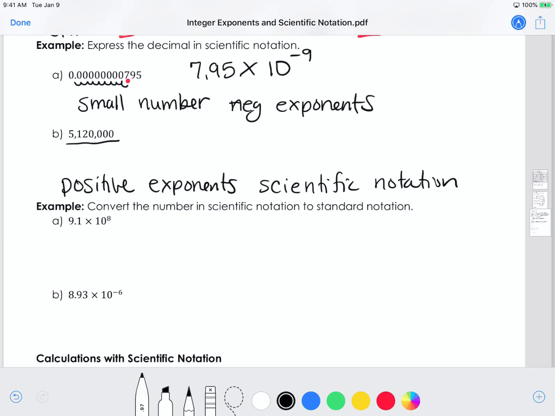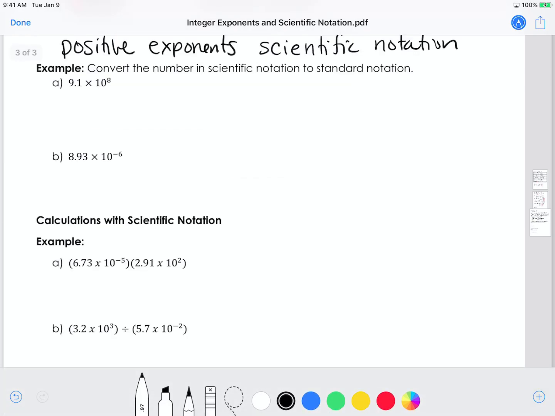So in example B, I want to put my decimal place right here so I have one digit to the left of my decimal place. So I want to write this as 5.12 times 10 to the power of, and right now my decimal place is here. Even though it's not written in there, since it's a whole number, it's going to be to the right of the last digit. I count how many places I move my decimal: 1, 2, 3, 4, 5, 6. So this is going to be 5.12 times 10 to the 6th.